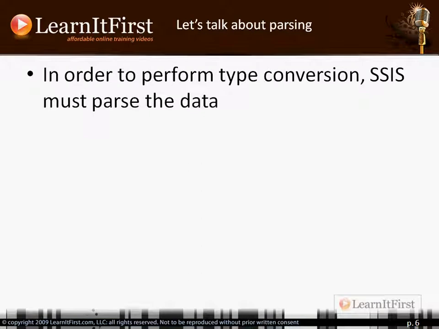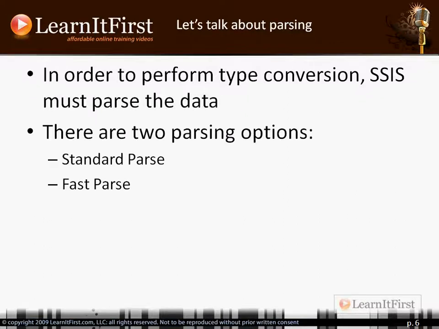So let's start now at the how it works. Okay, so how does SSIS figure out what the source is data type wise, and then how does it know how to port that to which particular SSIS data type? Okay, well, it must parse the data. Okay, so this is the term. So SSIS loads that source data and it parses it. And it looks at the metadata, and there's a couple of different options it has for parsing the data to fit the SSIS data type. You've got standard parse and fast parse. Okay, so let's take a look at each of these.